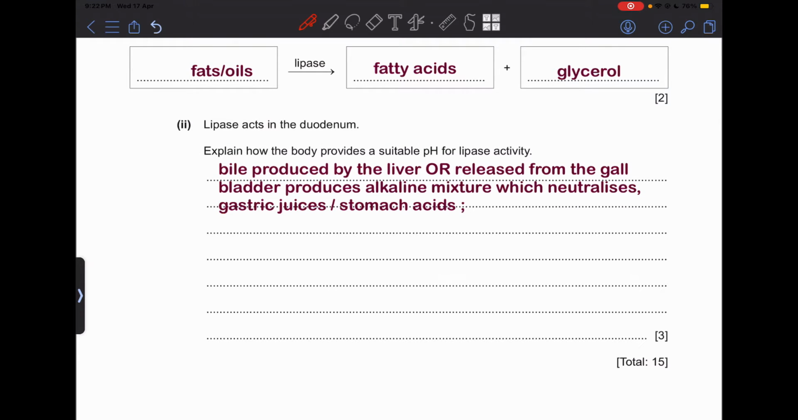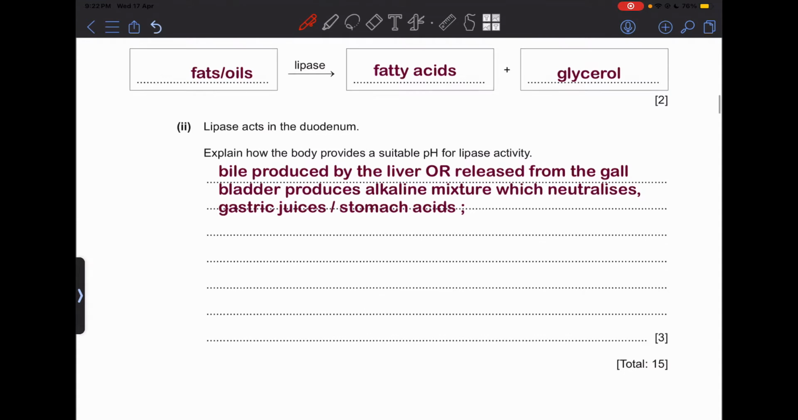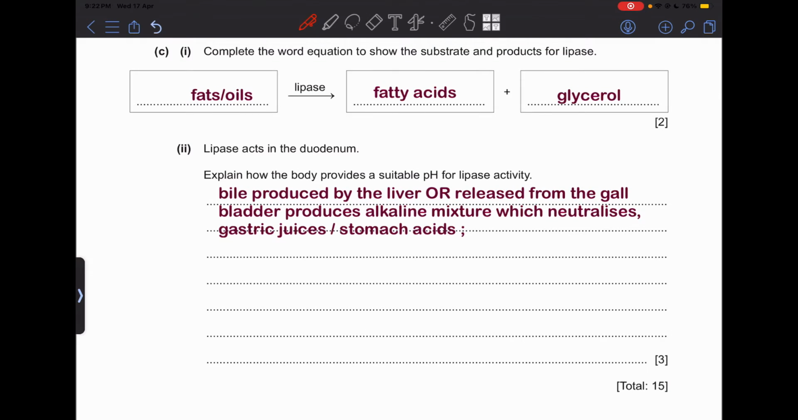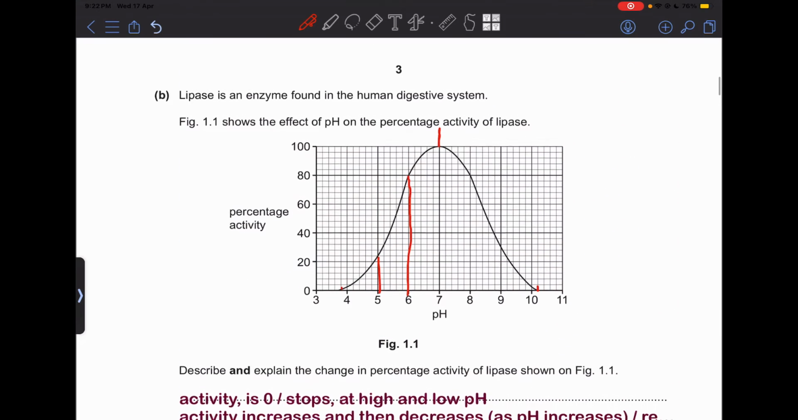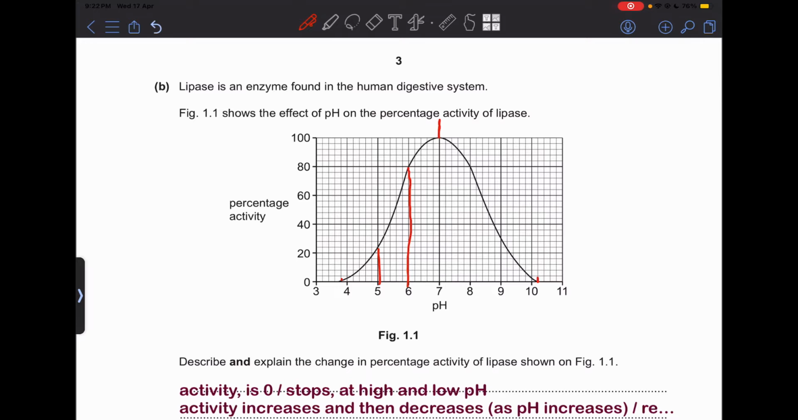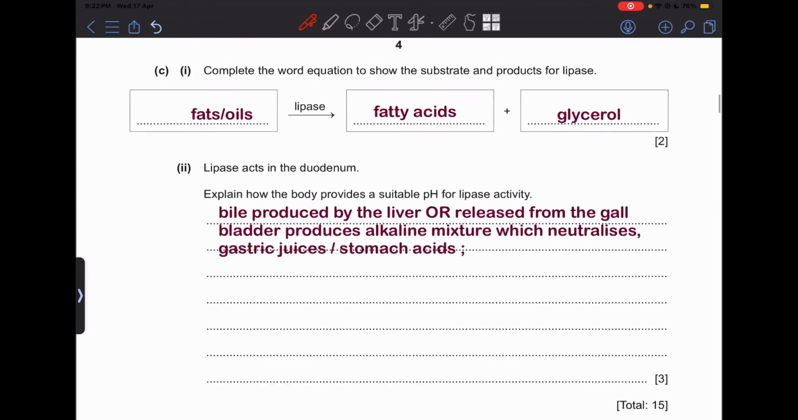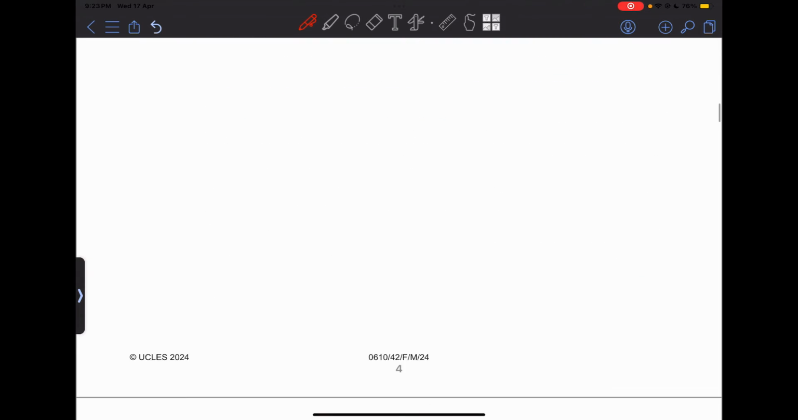So it's like not acidic but not alkaline or basic. So this is like just in the middle. So this is what is needed for the lipase action. As we saw over here in the diagram, it worked at pH 7 at its peak. So this is why there is bile produced.